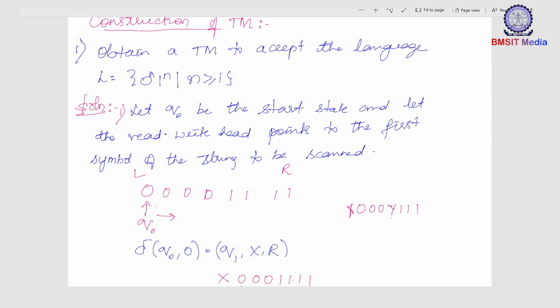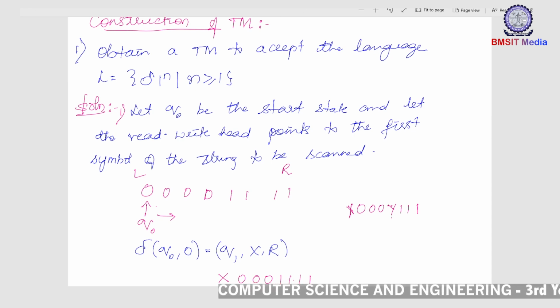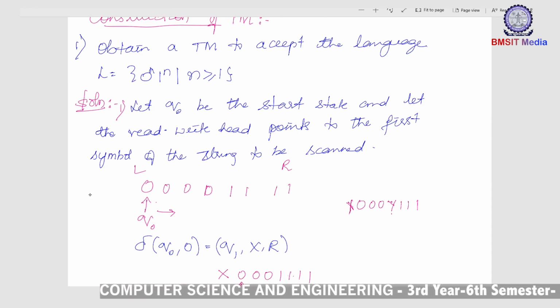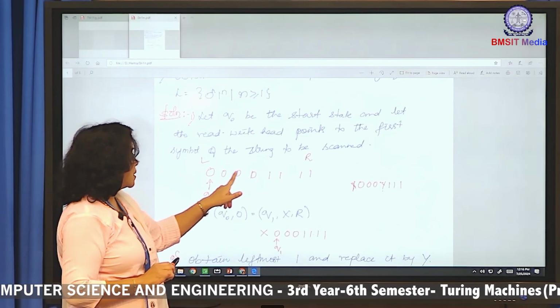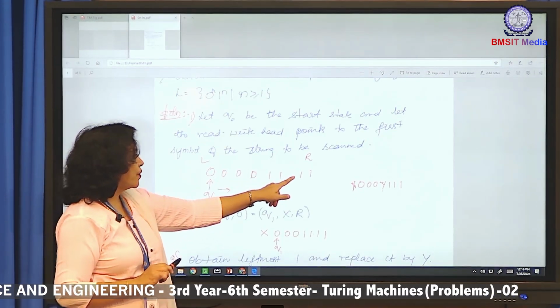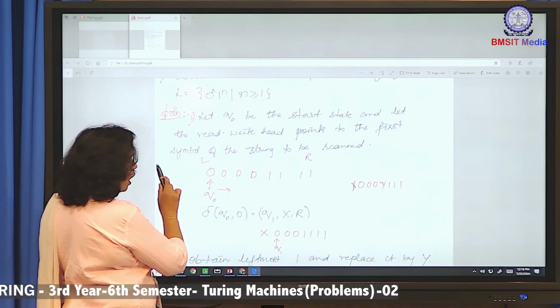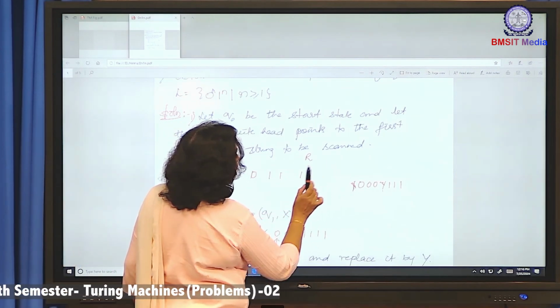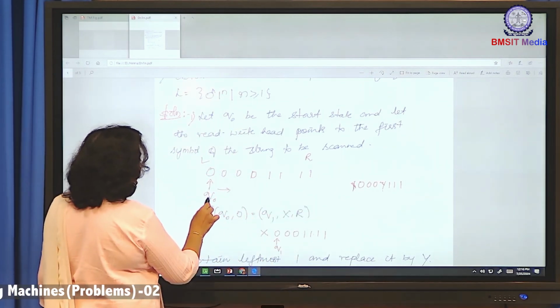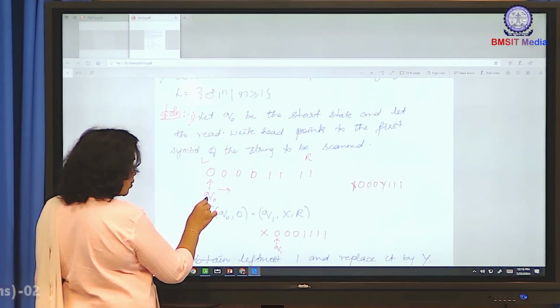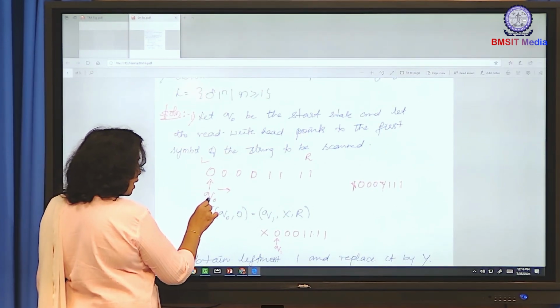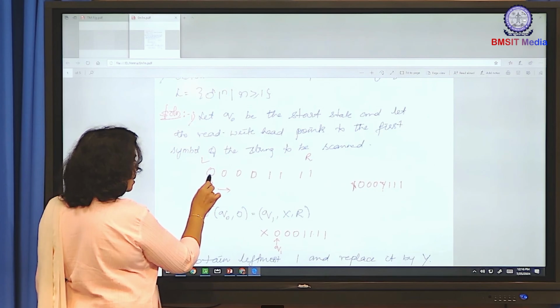So what we do, start with let Q0 be the start state and let the read write head point to the first symbol of the string to be scanned. So this is the initial configuration. I have taken 4 zeros, 4 ones, 0, 0, 0, 0, 1, 1, 1, 1. Before this we have all blanks, after this we have all blanks. So I am in state Q0, this is the initial configuration. I am in state Q0, I am seeing a 0.